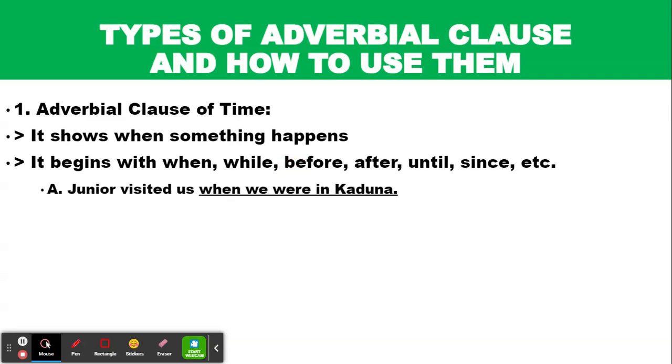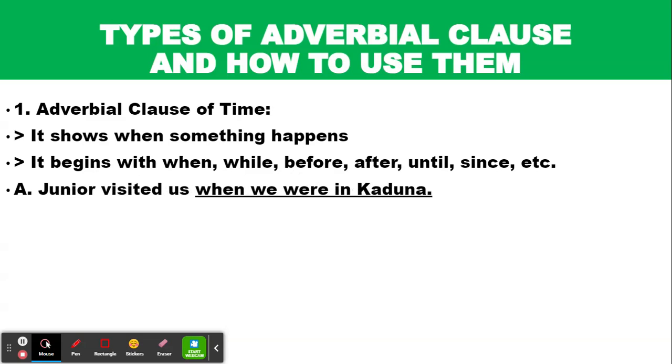Let's take a look at a few examples. Example A, Junior visited us when we were in Kaduna. When we were in Kaduna. The question is, when did Junior visit us? Junior visited us when we were in Kaduna.